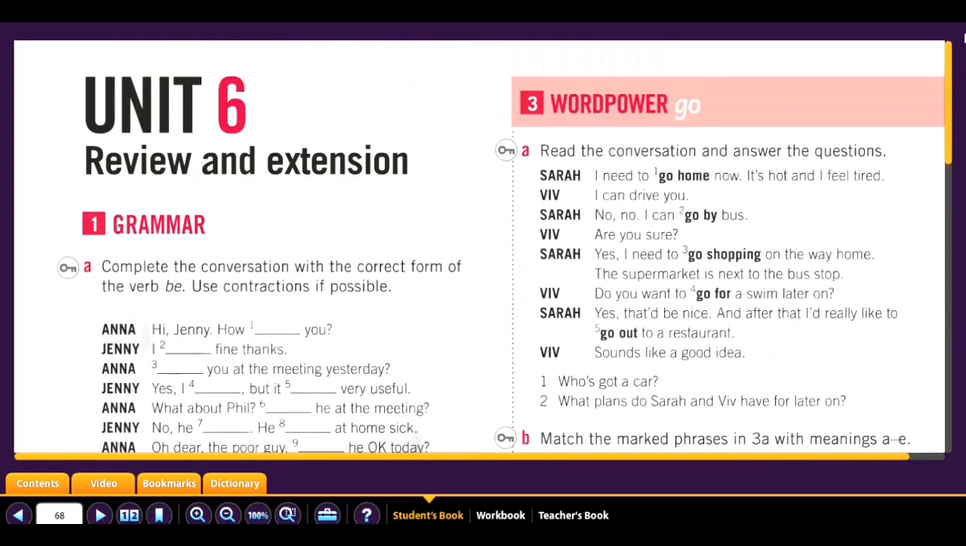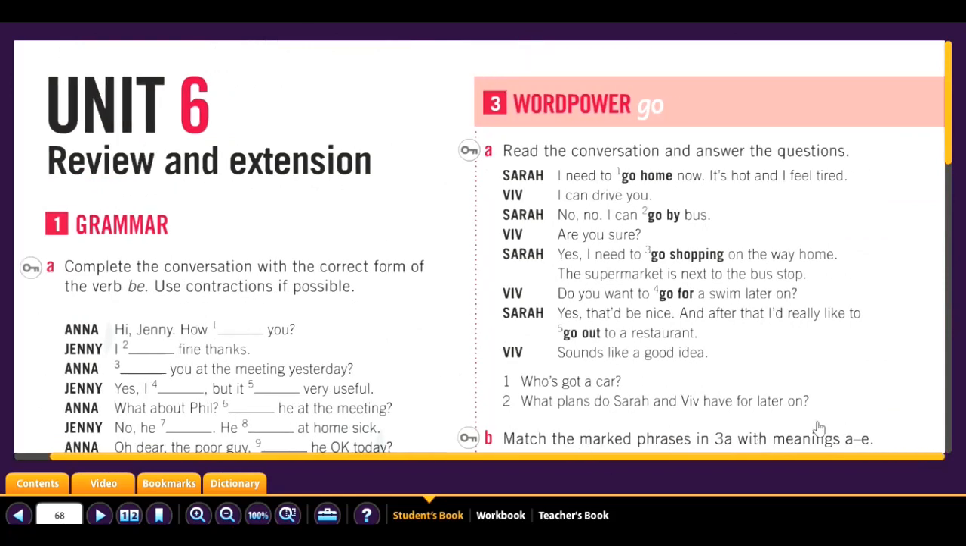We continue with the word power, go. Vamos a estar aprendiendo cómo cambia el significado, cómo se ajusta el significado de go con diferentes preposiciones.